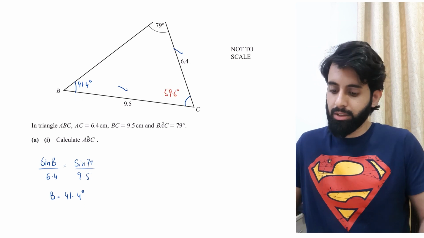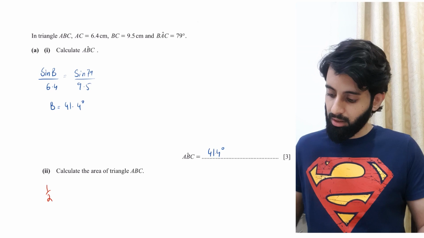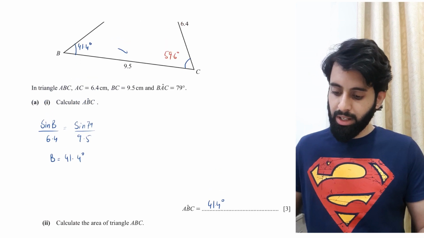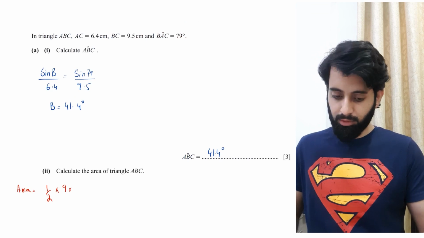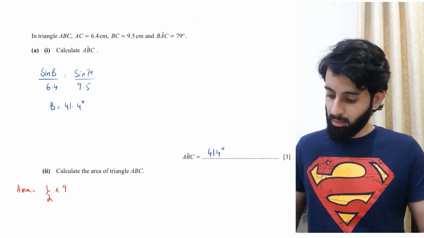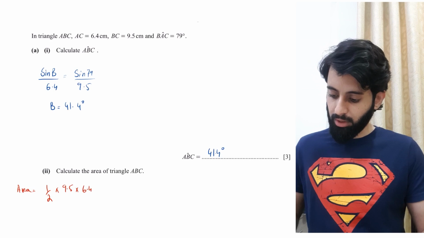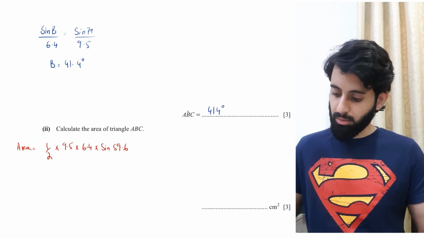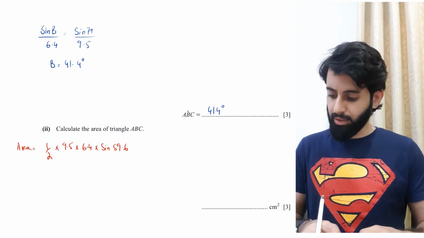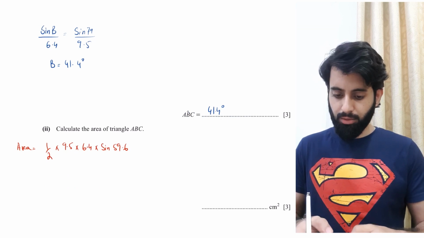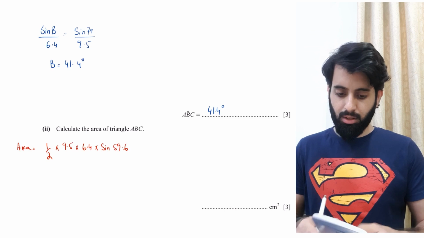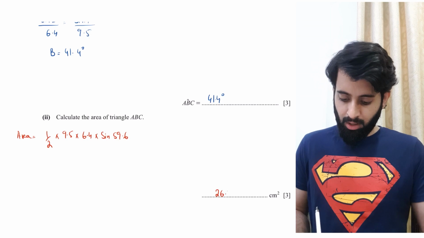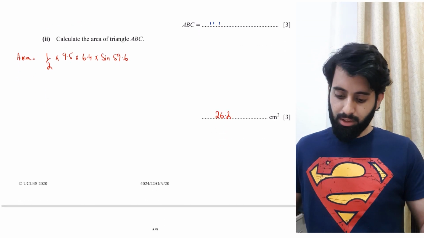So now I have two sides and an included angle, so I can work out the area using the formula half AB sine C. So two sides, 9.5 and 6.4: 9.5 into 6.4 into sine 59.6. So let's work this out: 0.5 into 9.5 into 6.4 into sine of the last answer. So that gives me 26.2, corrected to three significant figures, centimeters squared.